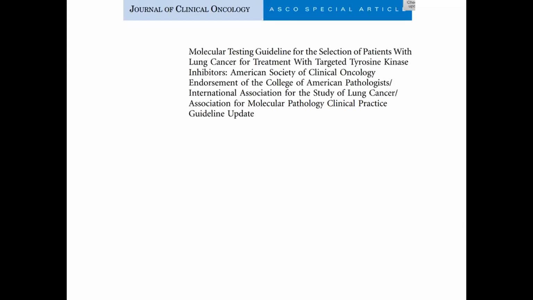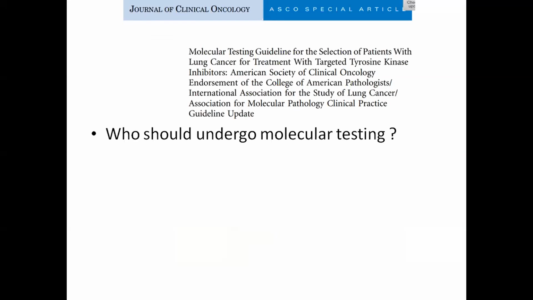Now shifting gears, we're looking at lung cancer. In lung cancer, who should be undergoing molecular testing?